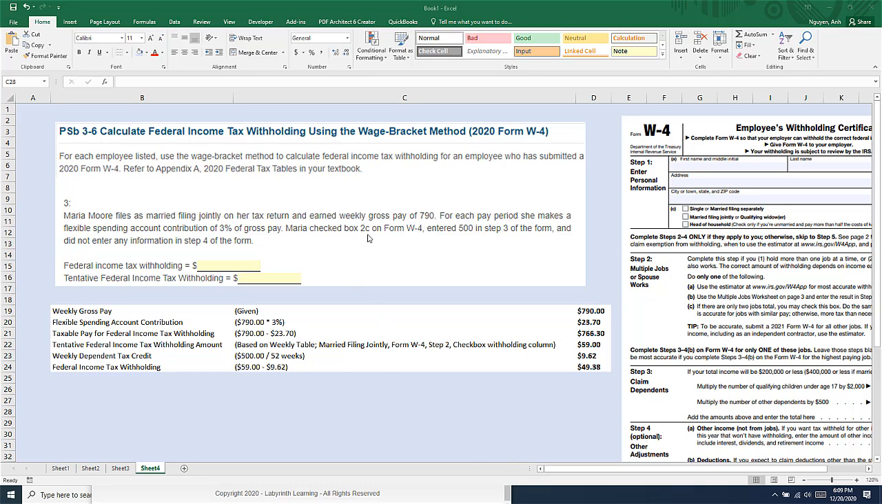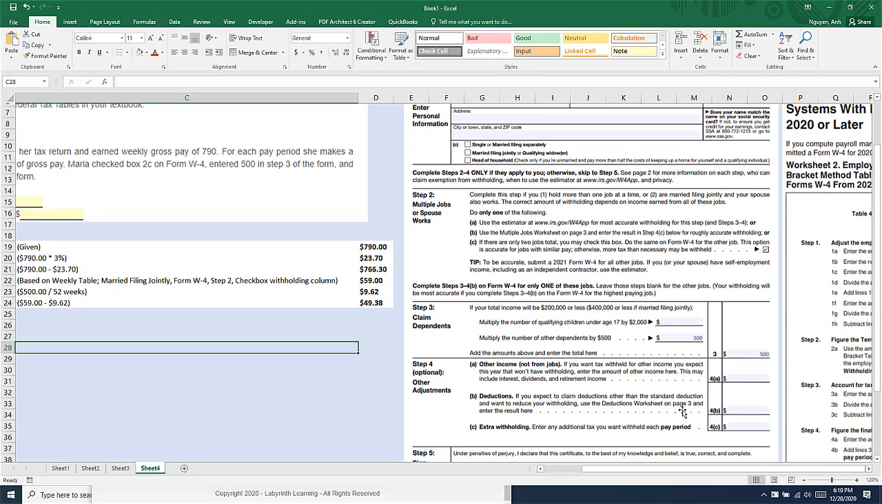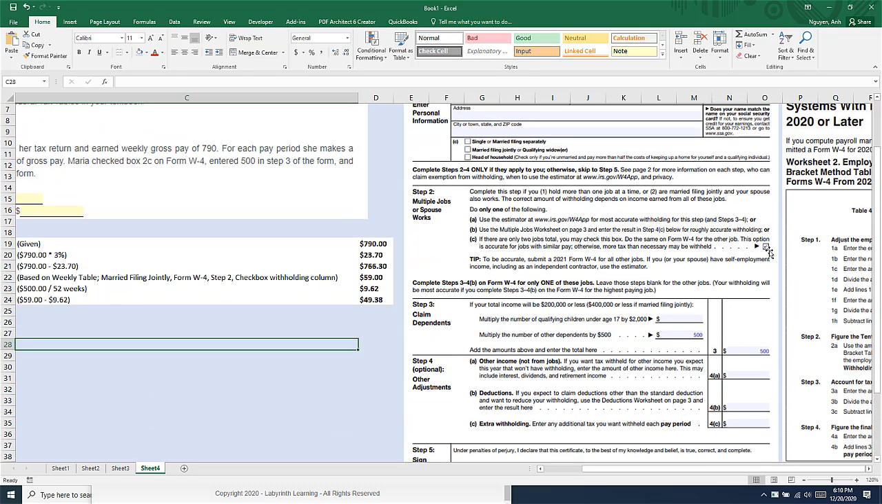Maria checked box 2C of Form W-4. Let's go to Form W-4. Right here, you see Form W-4, which is employee's withholding. And I'll go down to step 2C here. There's a check mark. All right, that's going to have implication when we look up the tax table. And this relates to multiple jobs or spouse works, and that's why Maria checked off this box. And again, it has implications that I'll go over later.